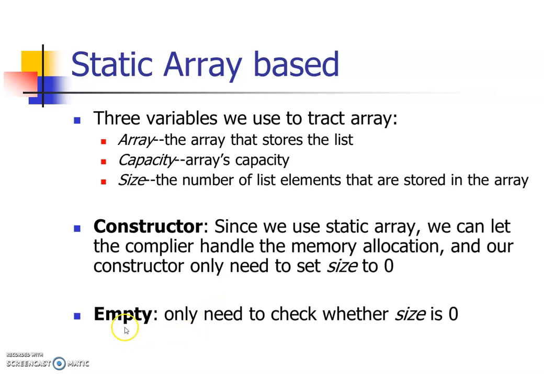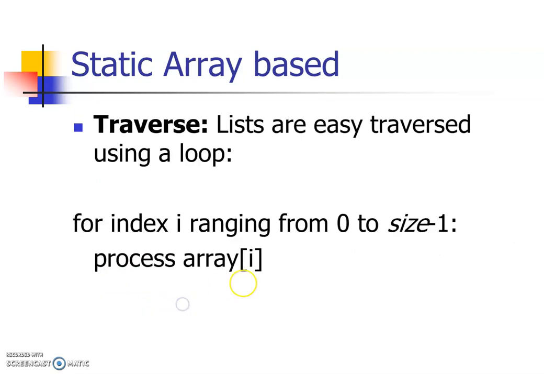The Boolean function, empty function, is very easy because you have the size. As long as the size equals 0, that is empty. If the size is not equal to 0, it is not empty. And so these two functions are very straightforward for the list implementation.